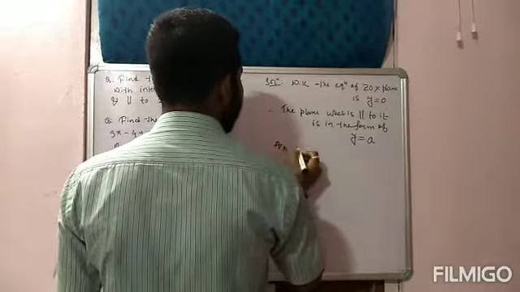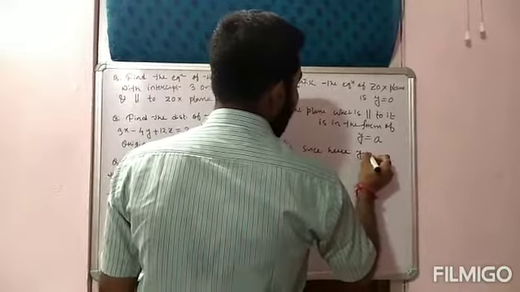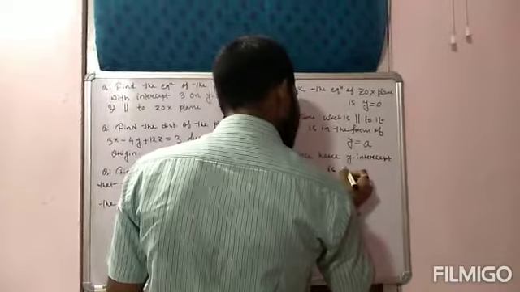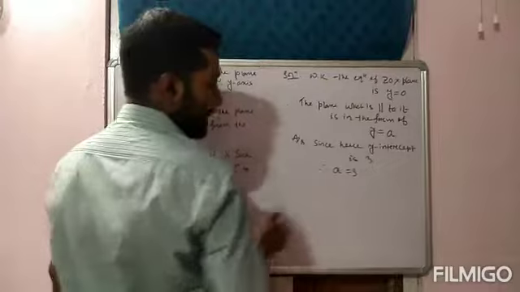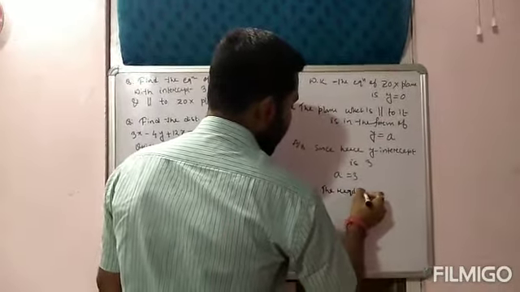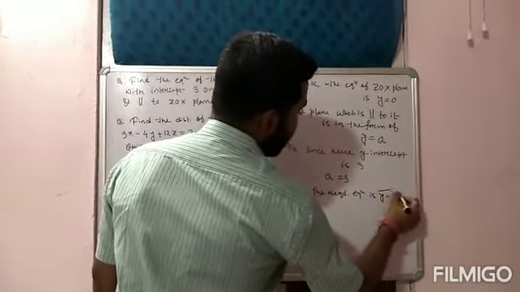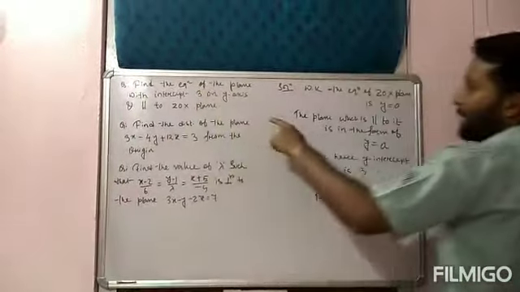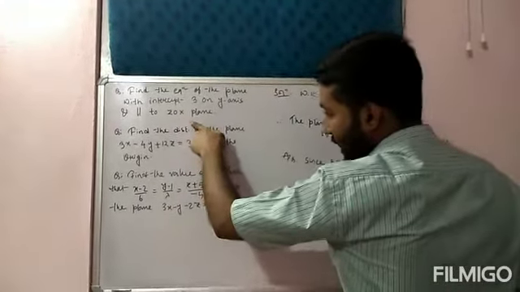According to the question, since here the y-intercept is 3, therefore we can say that the value of a is 3. So therefore the required equation is y is equal to 3, which is the required equation of the plane. Okay, the equation of the plane with intercept 3 on the y-axis and parallel to the ZOX plane is y equal to 3.